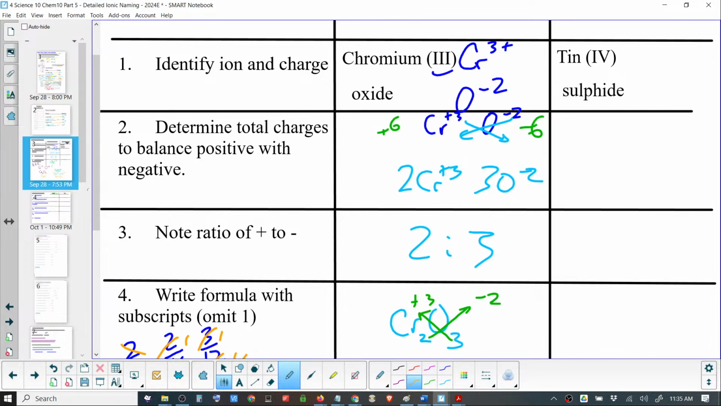Try that one. I'm going to ask someone for the formula and charge in just a second, but if you can go from that straight down to the answer, you don't have to do the intervening steps.